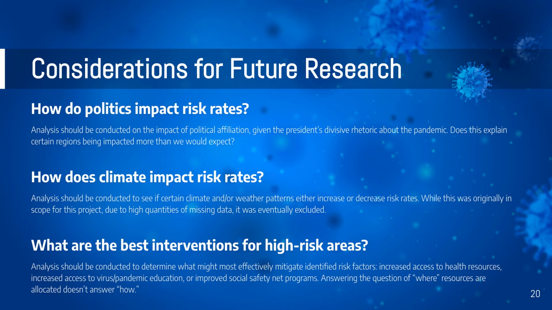In terms of future research, I do think it's important that we look at how politics interact with the risk rates, as well as climate. What is the impact of climate? Does the cold weather versus warm weather impact risk rates at all? And finally, I want to take a look at the best interventions for high-risk areas. For example, analyses should be conducted to determine what might most effectively mitigate identified risk factors, such as increased access to health resources, increased access to virus and pandemic education, or improved social safety programs. We may have answered the where, but not necessarily the how.